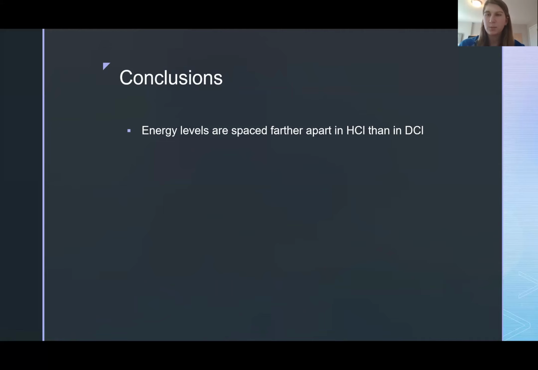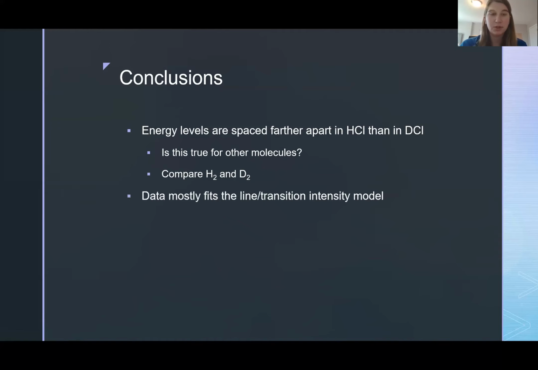So this conclusion brings up an interesting question to me. Is this true for other molecules? Will hydrogen always create energy levels that are farther apart than deuterium? One way to study this would be to compare H2 and D2. I'm interested to see how looking at a molecule made up of the same atom differs from looking at a heteroatomic diatomic molecule. So that would be a next step for this research.